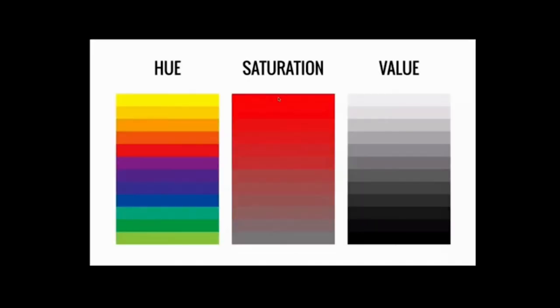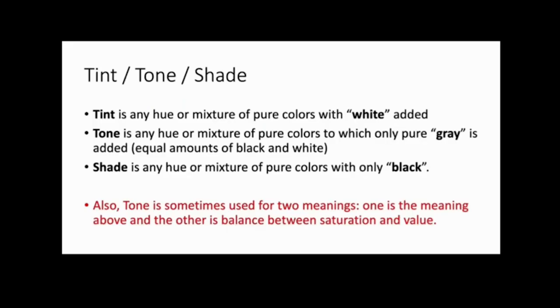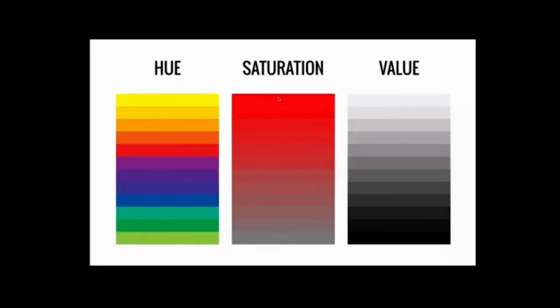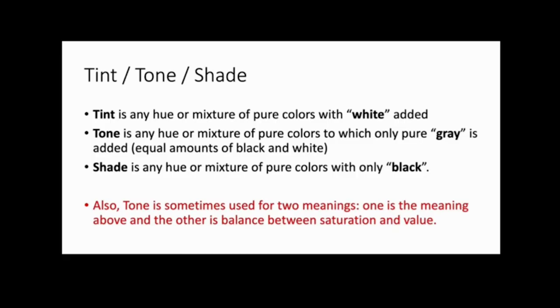So in addition to those three, hue, saturation, and value, there's also tint, tone, and shade. So tint is any hue or mixture with white added. So if you notice over there with the value, if it's going up on the value. Tone is if you are mixing any of your pure colors with gray. So this is equal amounts of black and white. And then shade is anything with black added in. So tint has got white, tone has got gray, and shade has black only.